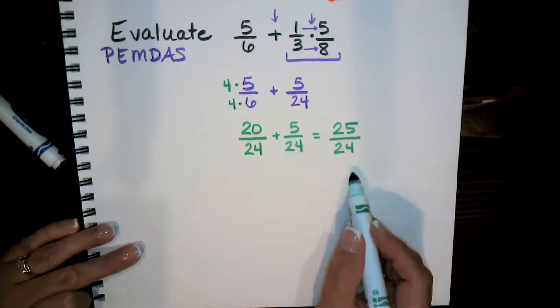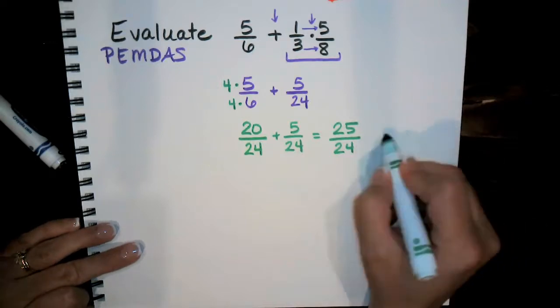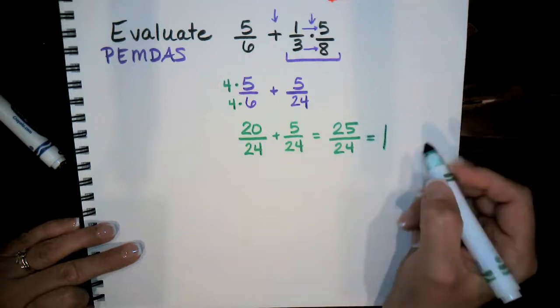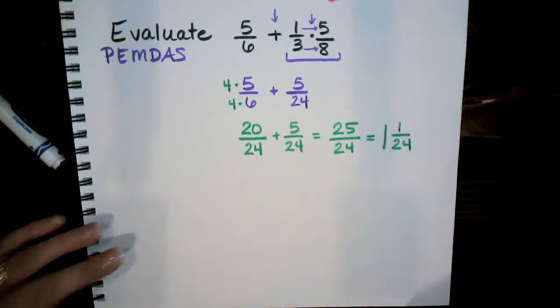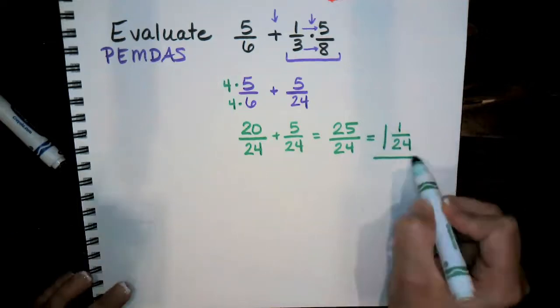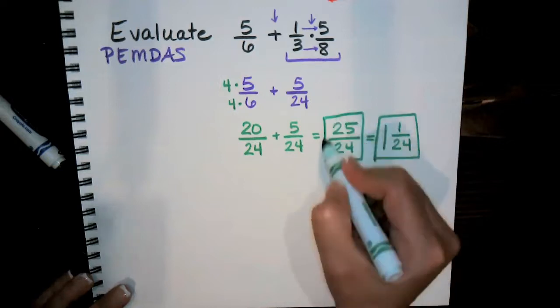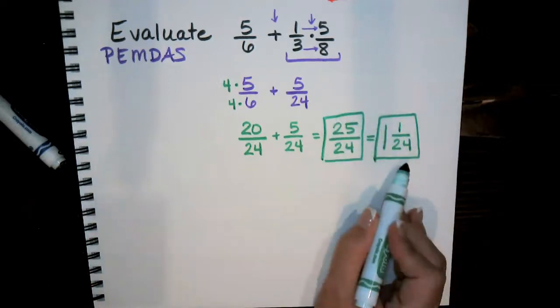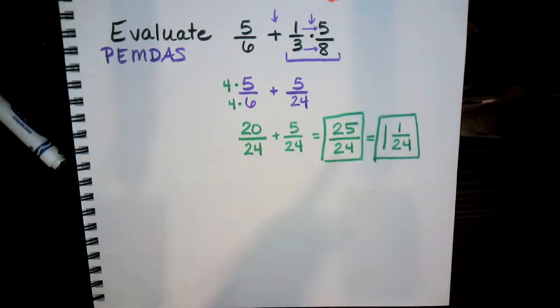So if you want to use this answer, you can. Or you could say, well, how many times does 24 go into 25? That's 1, and then there's 1 left over. And we leave that 24 there. So remember, either of these answers are okay, depending on your instructions. If your instructions want a mixed number, you'd use this one. If your instructions want an improper fraction, this one would be okay.